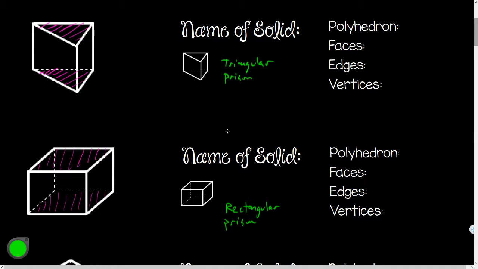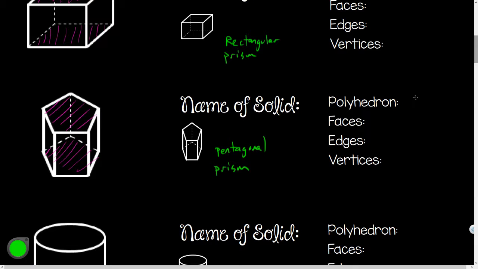So let's extend this. First of all, is this a polyhedron? Is it made up of polygons for its faces? Yes. And in fact, all three of these are going to be polyhedron. Yes.